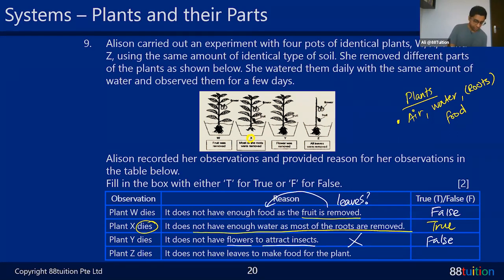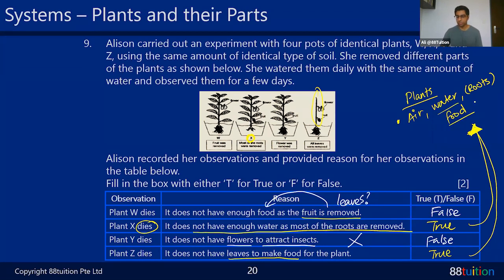Finally, it does not have leaves to make food. Which one? Plant Z. Yes, where are the leaves? It's missing. Because of that, there's no food. Therefore, it may die. So you can see it goes back to the initial point we had, that all plants need air, food, and water. And since they don't have water in one and food in the other, they both can die due to the lack of water or food. So you cannot remove leaves. You cannot remove roots. These two are very vital for the survival of the plants. So we learned that from this question. So these are the answers.